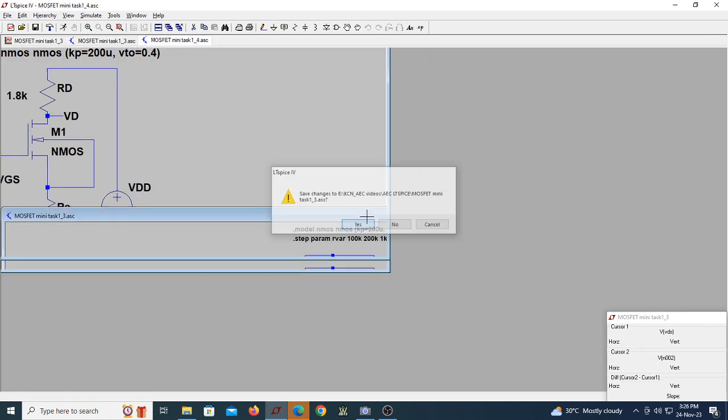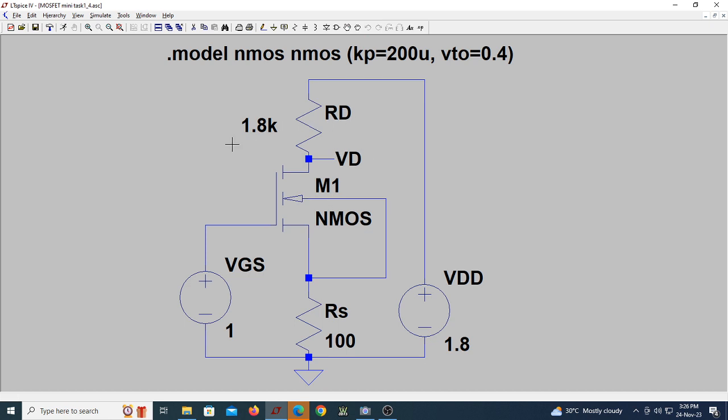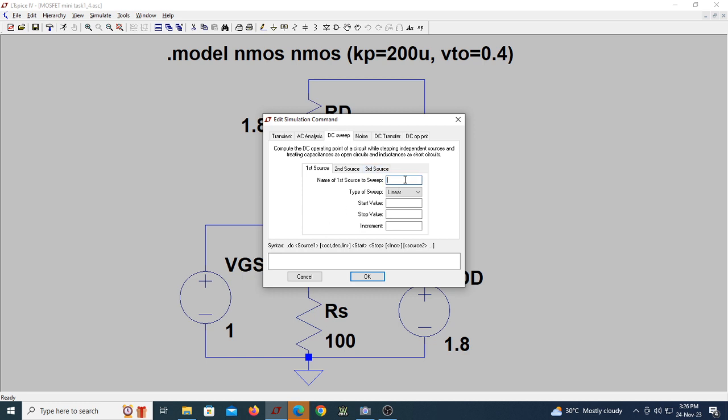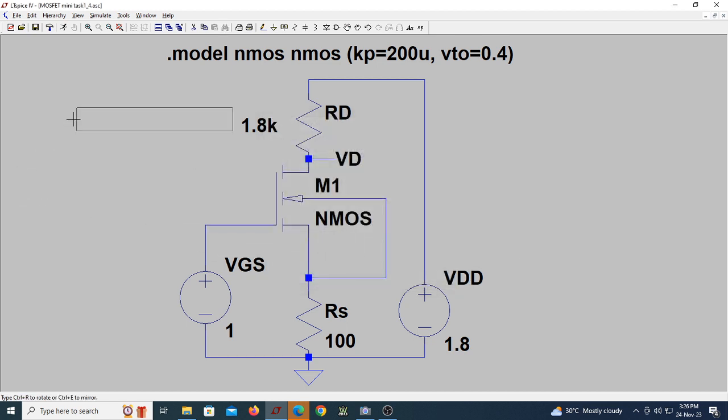Let me close this. See, I have RD as 1.8k, this has 100 ohm, and this is 1.8k. This I am going to sweep, so this cannot be a fixed 1 volt. I will sweep this using the simulation command .dc, which is VGS now. VGS is not case sensitive. I'm starting from maybe 0.6 volts to maybe up to 1 volt with an increment of 0.01. If I do this and .dc is there, this is enough.